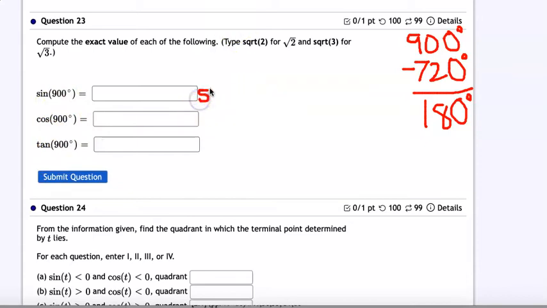So we can find the sine of 180 degrees, y over r. The sine value at 180 degrees is 0, and the r value is 1.